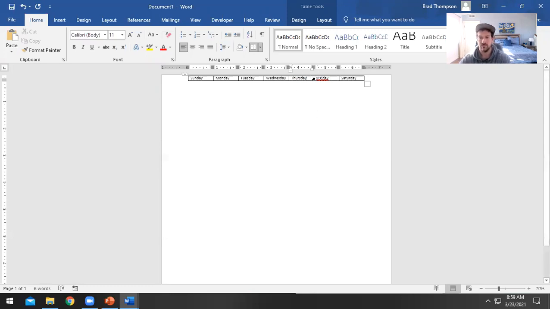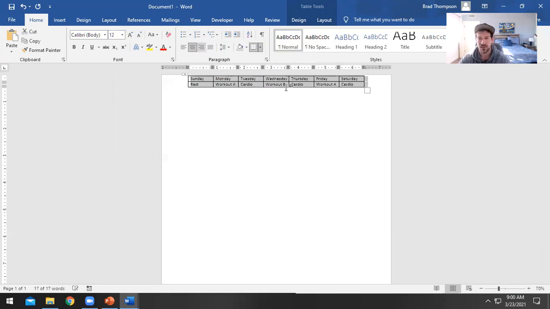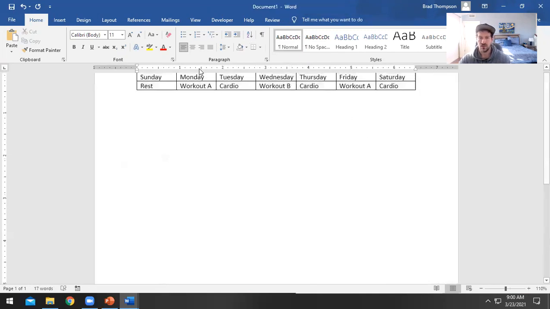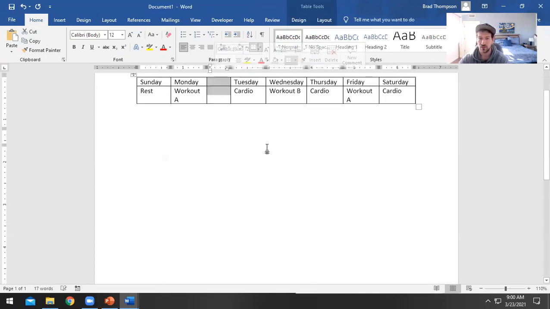And we might set up this routine as something like this, right? Maybe Monday is workout A, Wednesday is workout B, and we go back to workout A again on Friday, pretty simple stuff. We use Sunday as a rest day. Well, we can do cardio on, let's say, Tuesday, Thursday, and Saturday. That would be an example of a frequency of 3 days per week, right?